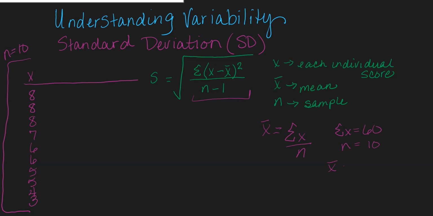So x bar is 60 divided by 10, or 6. Awesome. I'm going to go ahead and create a second column here just to make it a little bit easier on myself. And I know that x bar for each one of these values is going to be 6. So I'll go ahead and fill in all of these 6's.